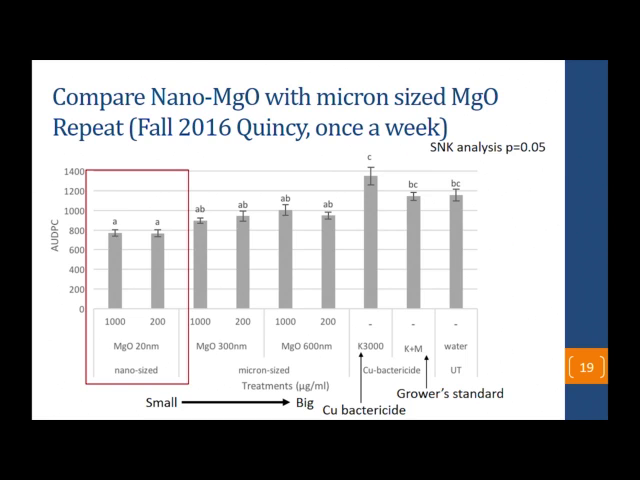And there's another question that came up: is it only the smaller size of magnesium oxide that reduces disease severity? So that's why we compare the nano size over here, the 20 nanometer magnesium oxide particles, with the bigger micron size, with 2 different concentrations, and we still compare them with the copper bactericide, the grower standard copper mancozeb, and the untreated. And you can see over here that only the smaller, nano size of magnesium oxide nanomaterials shows significant disease reduction compared to the untreated.